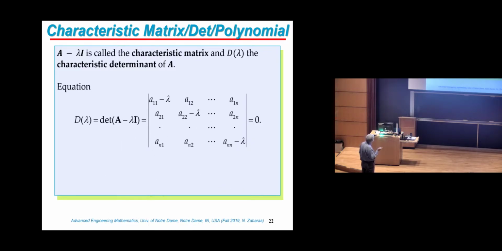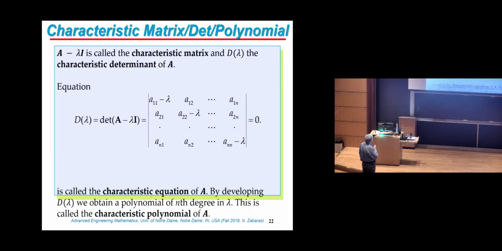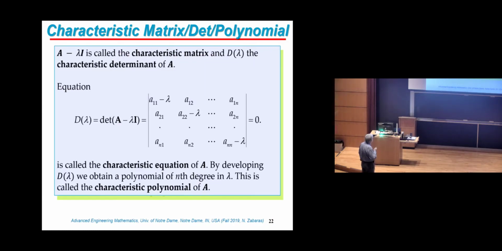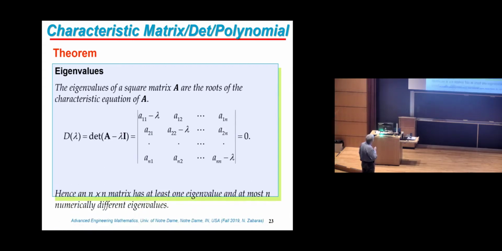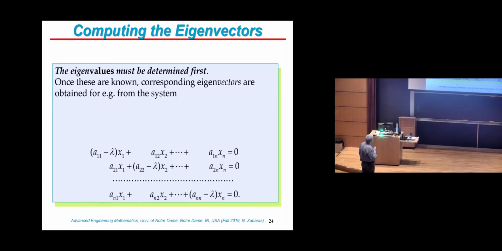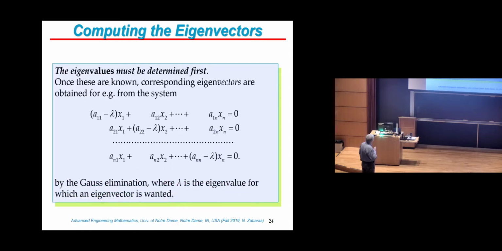All right, so you set the determinant equal to 0. You wish yourself good luck that you can solve it. You compute the lambdas, okay? Okay, keep going.